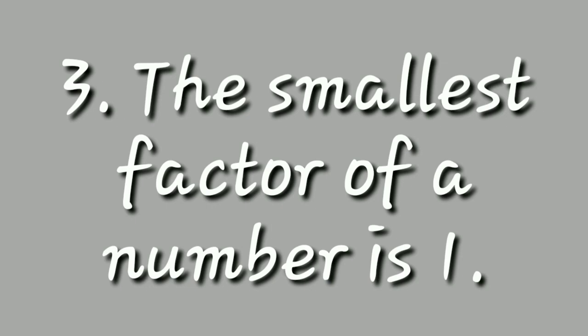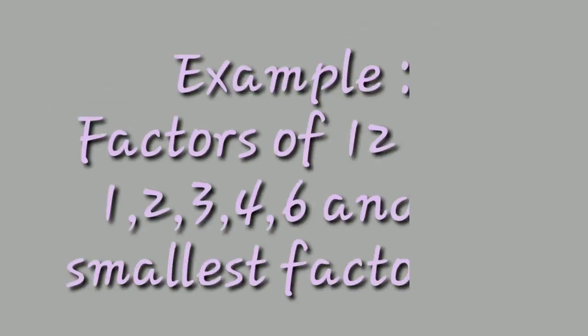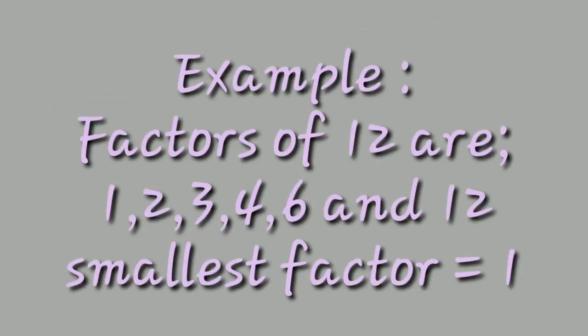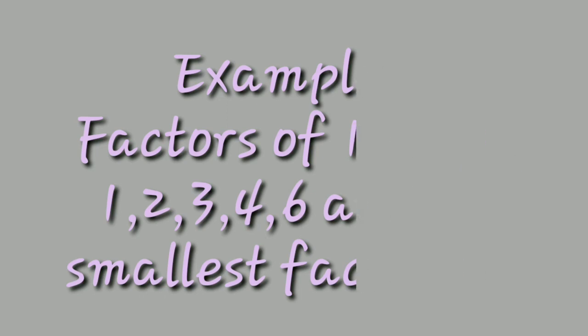The third property states that the smallest factor of a number is 1. It means that while determining the factors, the smallest factor is always 1. For example, if we determine the factors of 12, we find that the factors come out to be 1, 2, 3, 4, 6 and 12. Here the smallest factor of 12 is 1. That will be the same for all the numbers. It means 1 will definitely come as the smallest factor. No factor should be less than 1.